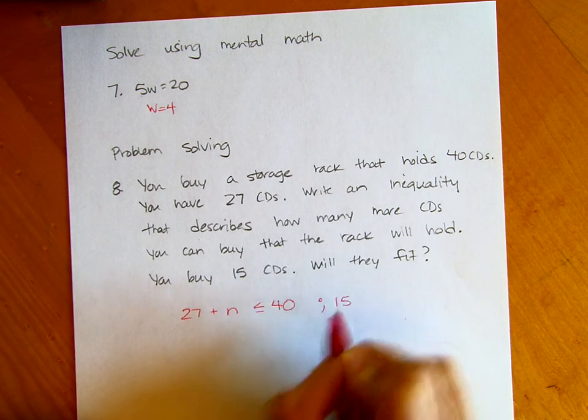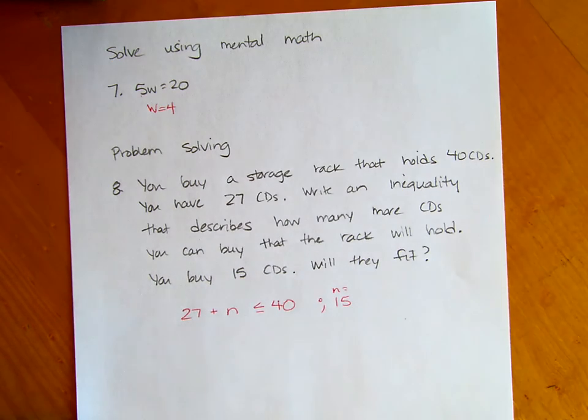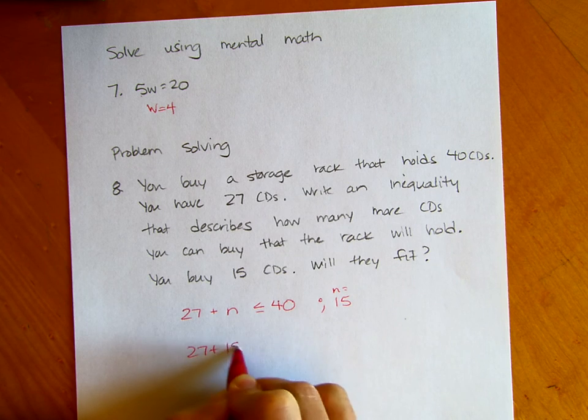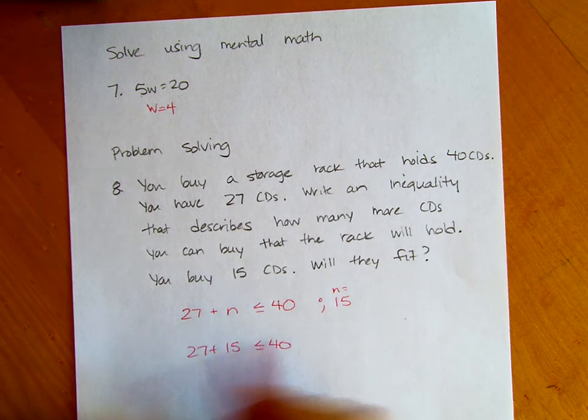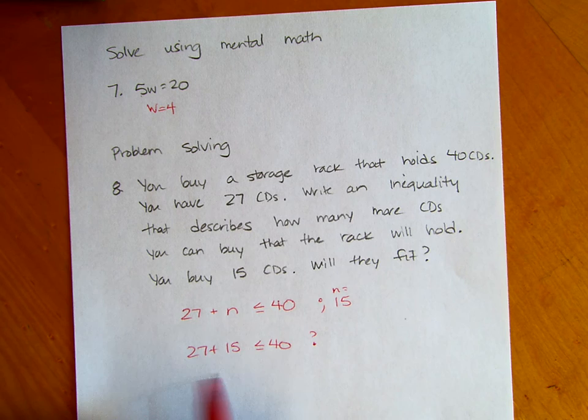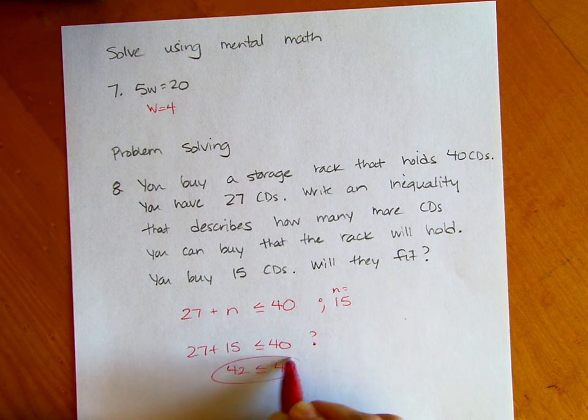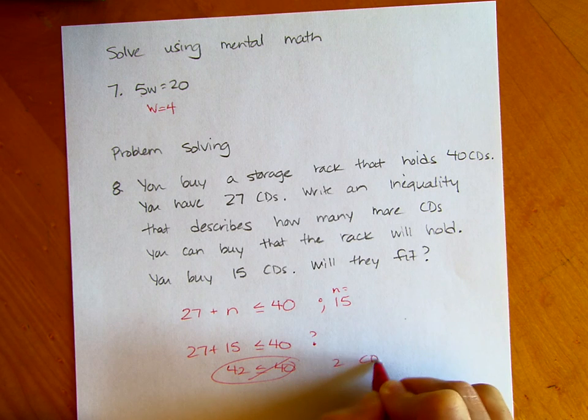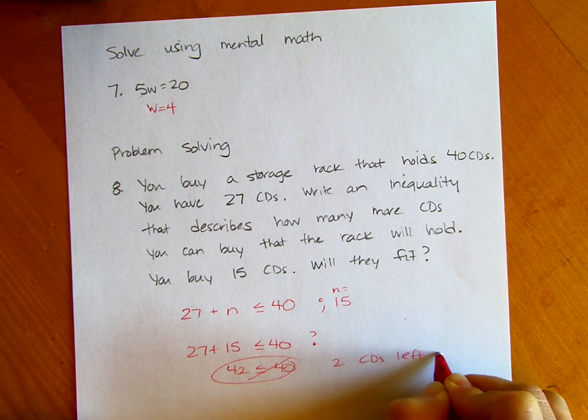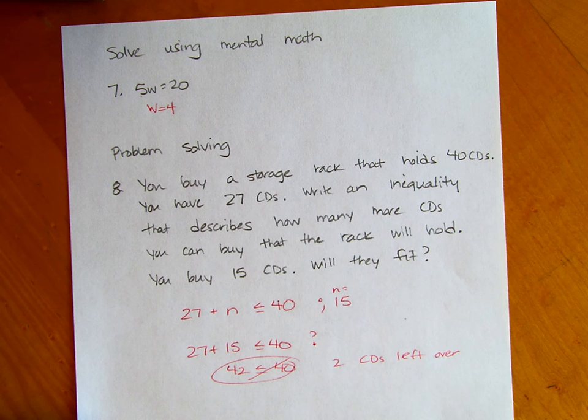Well, they fit. So that's like saying n equals 15. Let's check to see if it's a solution. So 27 plus 15 is less than or equal to 40. This works out to be 42, I think, right? Nope, you have 2 CDs left over. That's that one.